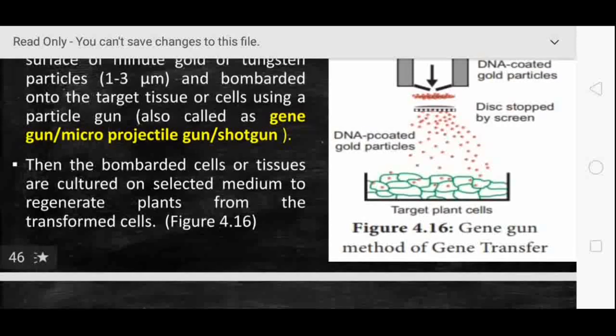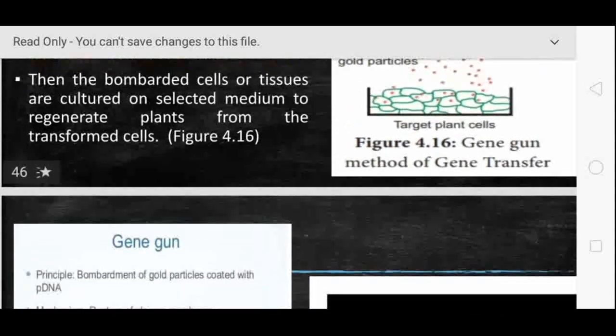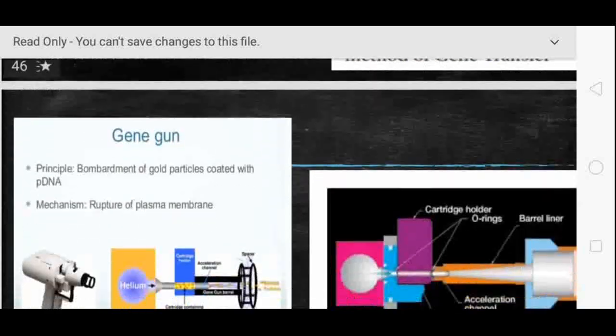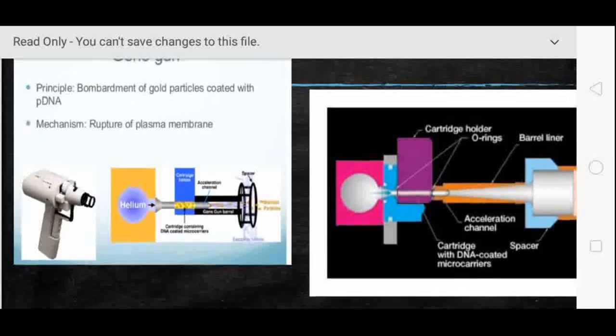So our gene of interest, coated with gold particles or tungsten filament particles, is transferred into the plant cells through the gun method. The plant cells have the ability to take up the materials, and from that the plant cell can regenerate new cells. So this is called the biolistic, gene gun or microprojectile gun method. These are the different pictures representing the gene gun method.